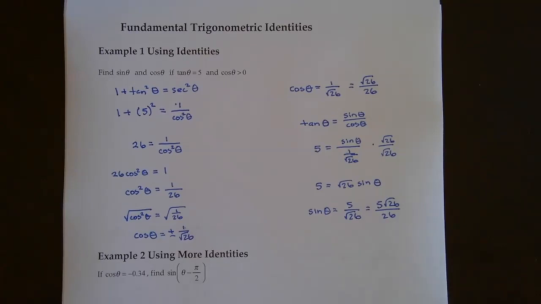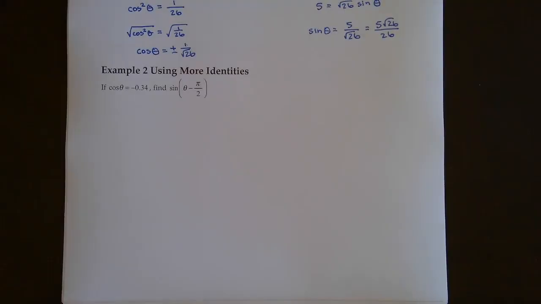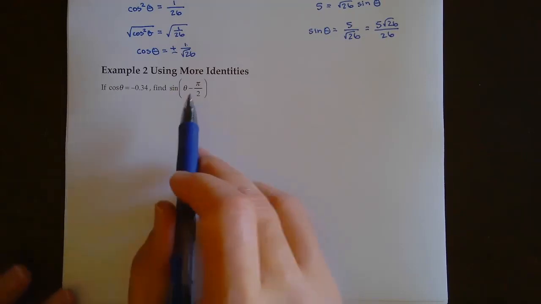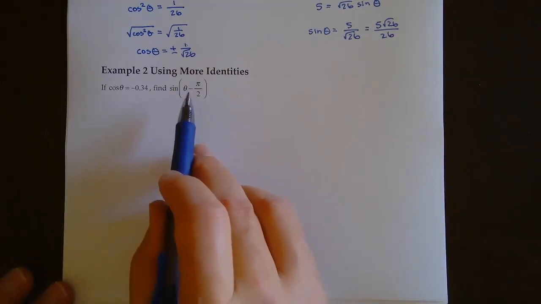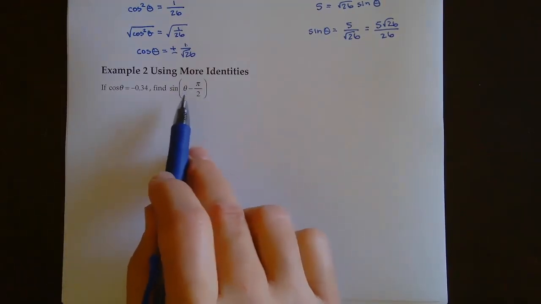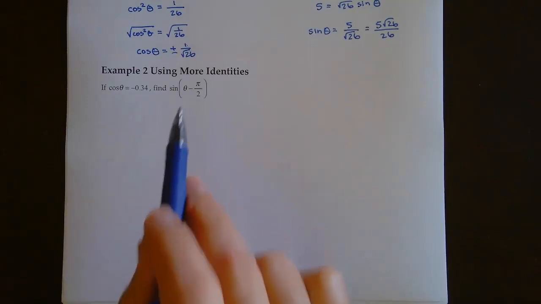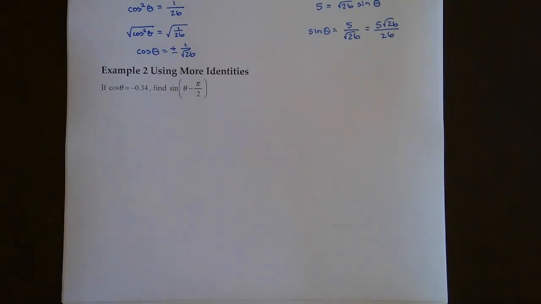Let's go with the next one. Example number 2. This one is probably going to be the hardest one, okay? Some of you might recognize this, but you'd be wrong. This isn't a co-function identity yet, because we could do a co-function identity if it was pi over 2 minus theta, but it's not. It's theta minus pi over 2.